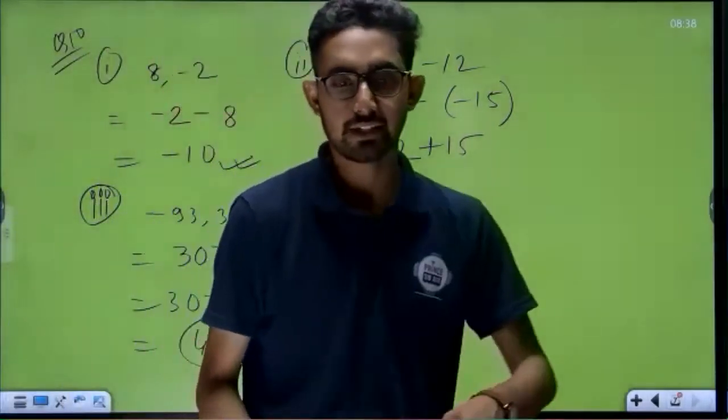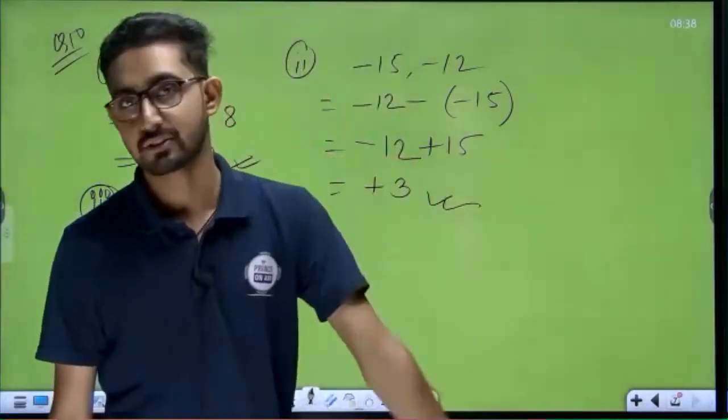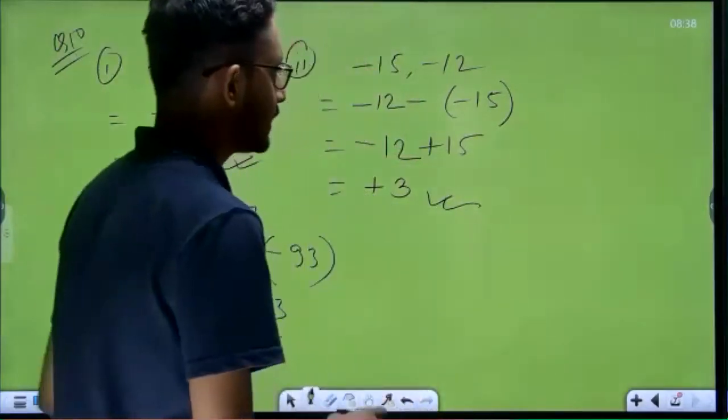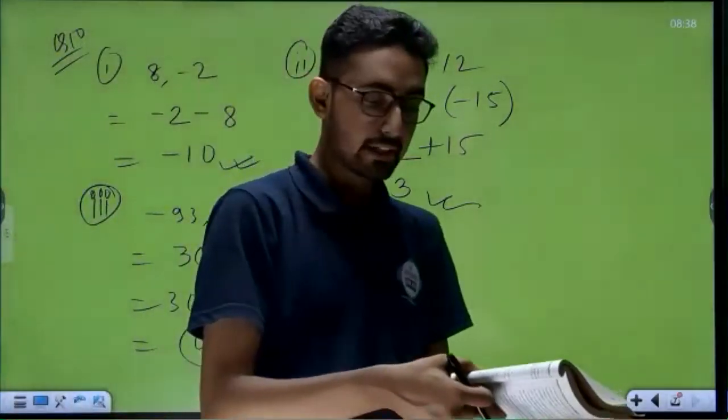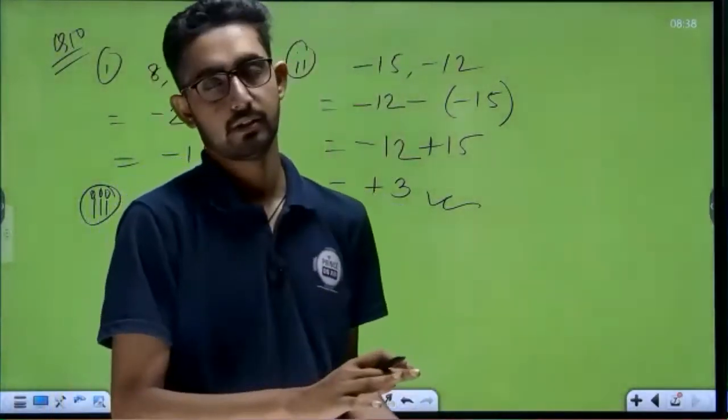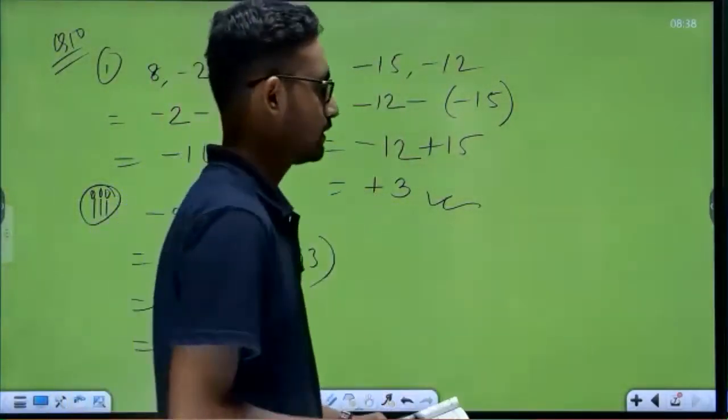Very easy question, yes or no? Very, very easy question. Okay, now we'll move on. See, we can say 3 parts are completed. Now the remaining 3 parts you have to solve yourself. Same process. Process will be just the same. Next question.